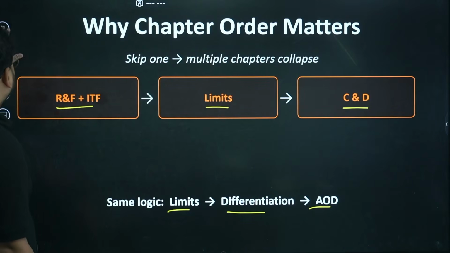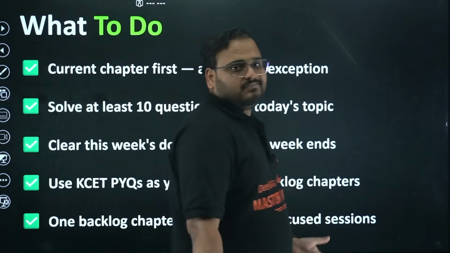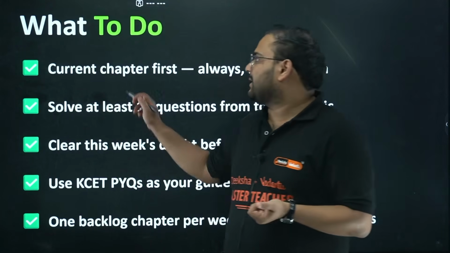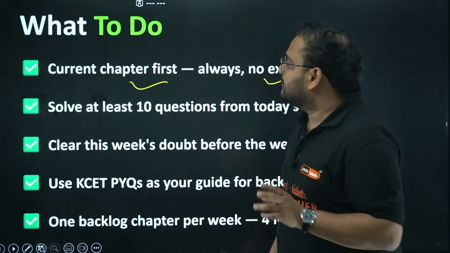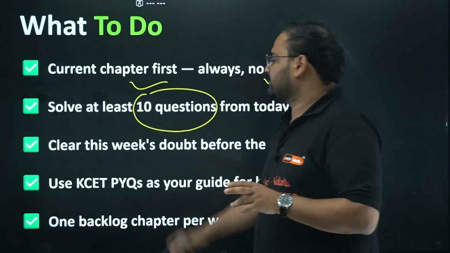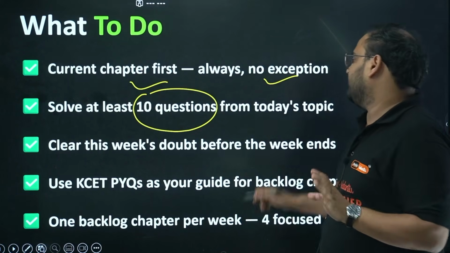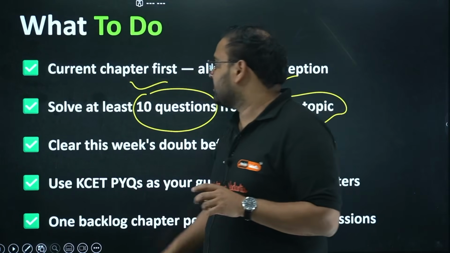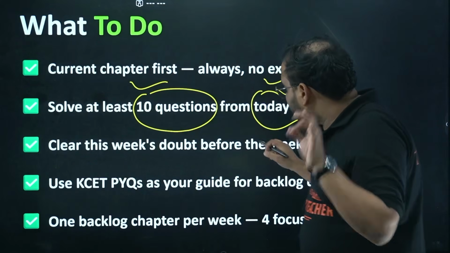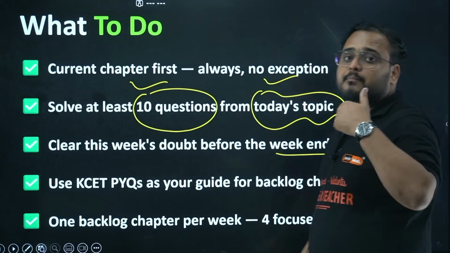Okay. Yes, now what to do and what to avoid. Let's look at what to do. Current chapters first, always, no exception. You cannot avoid this. Solve at least 10 questions from each of the backlog topics that you have covered. Whatever topics you revise, try to solve at least 10 questions from there. Clear this week's doubts before this week ends. Never push them to next week.